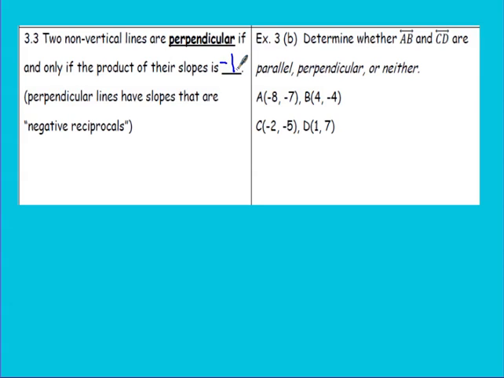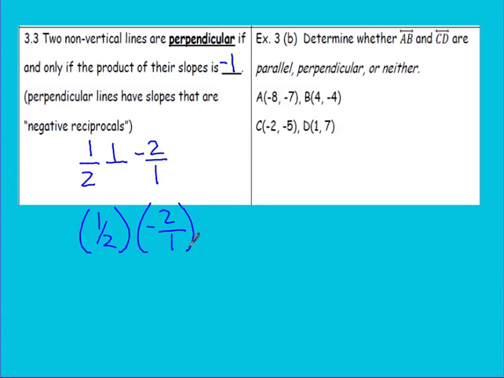Which makes a lot of sense, because if we have a slope that is 1/2, and then perpendicular to that would be -2 over 1, if you multiply those, 1/2 and -2 over 1, that gives you -2 over 2, which is -1. So that's why their product's going to be -1.